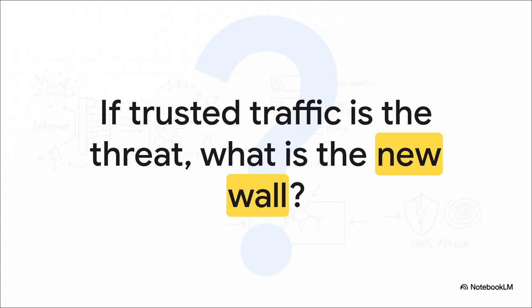And that leaves us with one final thought to chew on. If the bad guys aren't trying to smash down the gate anymore, but are instead hiding inside those trusted delivery trucks we have to let in, what does our wall even mean? How does our whole idea of a gatekeeper need to change for the future?